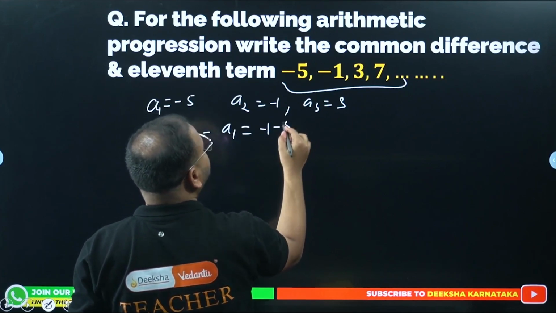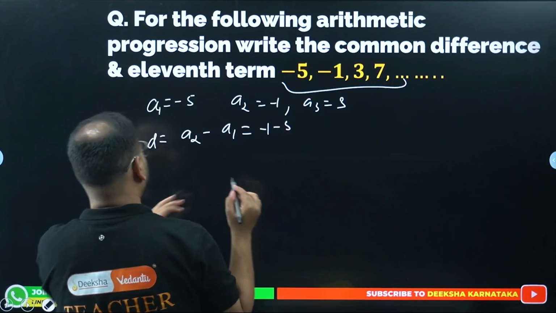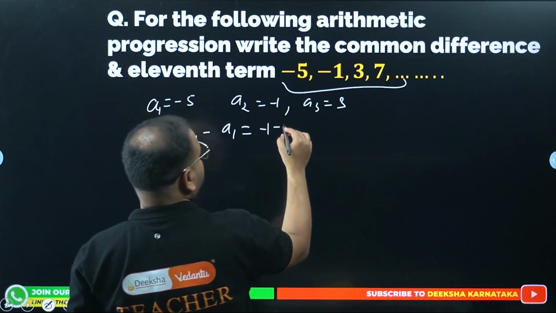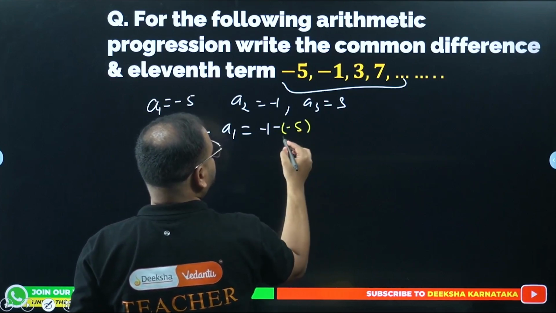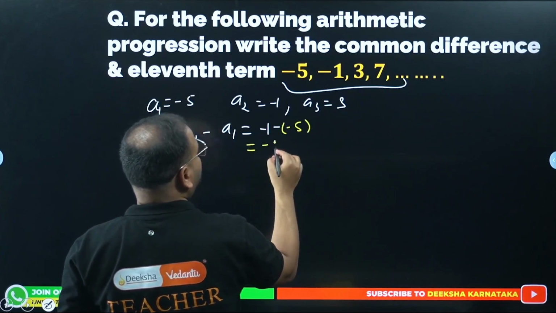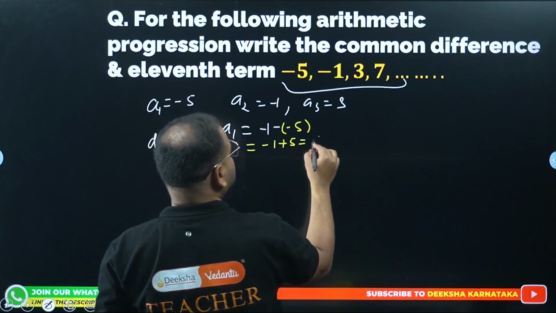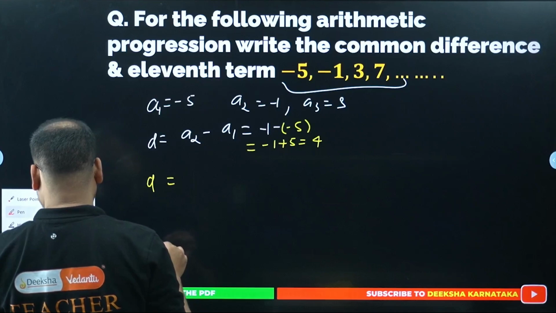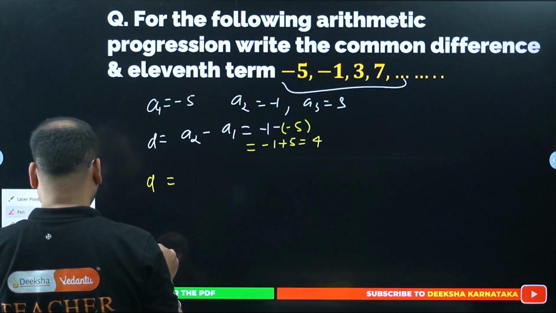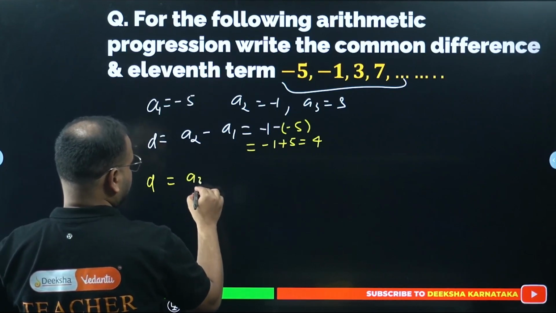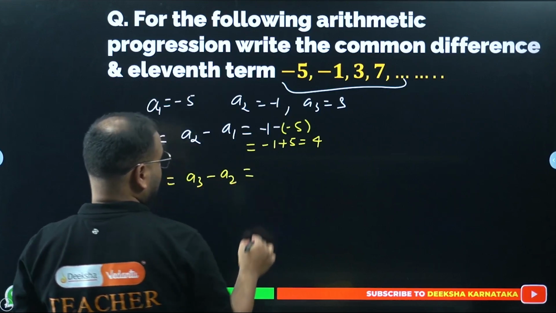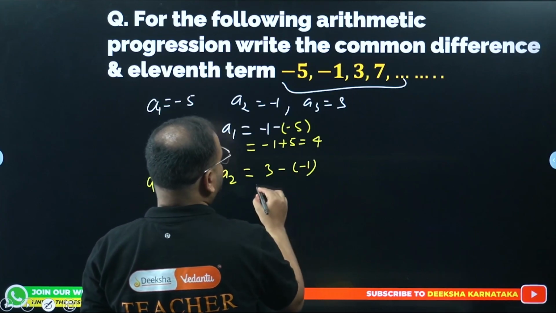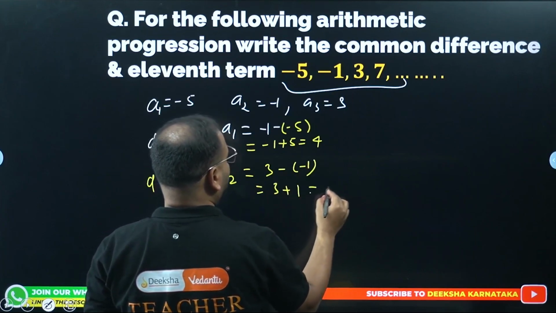Minus 1, sorry, let me erase this part. Minus of minus 5, because the term is minus 5. So minus of minus 5 will give me minus 1 plus 5, which is just 4. What about the next? Let's check if what I'm doing is right or not. I'm going to take the third and second term difference, which will be 3 minus minus 1. How much is that? 3 plus 1. How much did we get? 4.